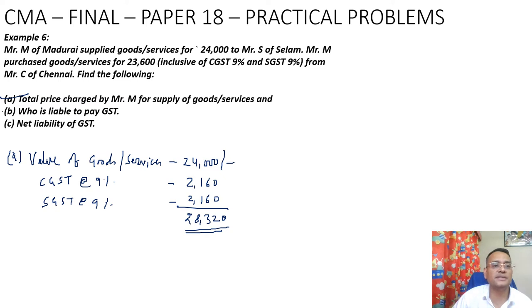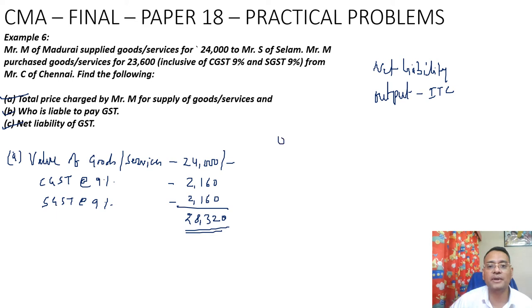Second, who is liable to pay GST? As explained earlier, in all cases the supplier of goods or services is supposed to pay the GST to the government. However, this is not applicable when GST is payable under RCM, that is reverse charge mechanism. Now, the third one is the net liability of GST. So what is net liability of GST? Net liability would be output minus ITC, input tax credit.